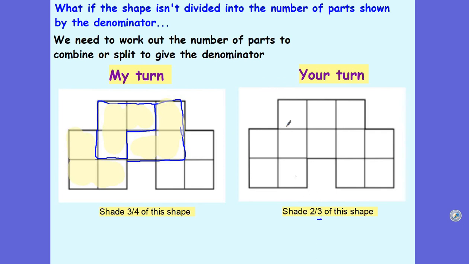Okay, let's go through it. This time I've got 12 blocks altogether, so to split it into 3 parts, I need 4 blocks in each of those parts. Doesn't matter what shape those parts are. And if I want to shade in 2/3, I want to shade in this one. There's 1/3. And shading in this bit will give me 2/3. Yours might look slightly different, but as long as you've got 8 squares shaded in, that would be 2/3.